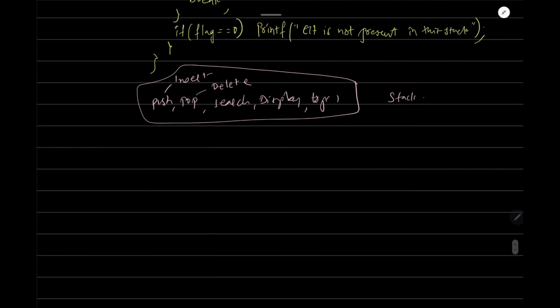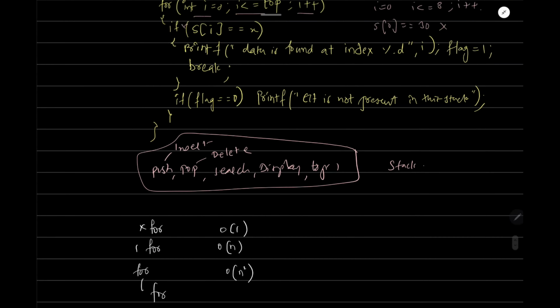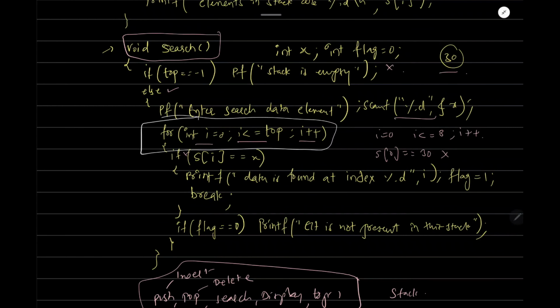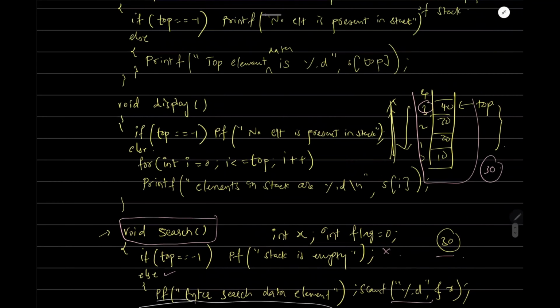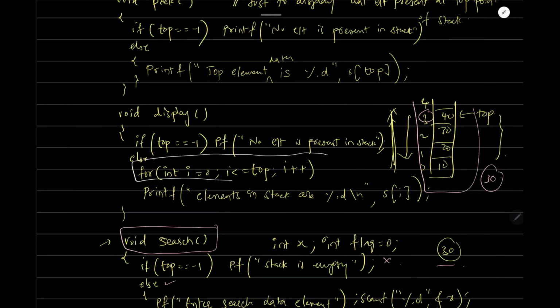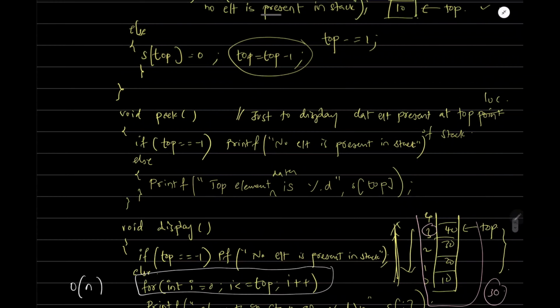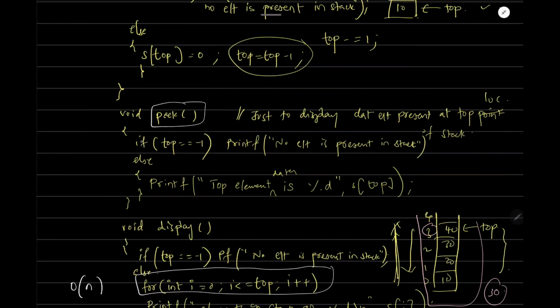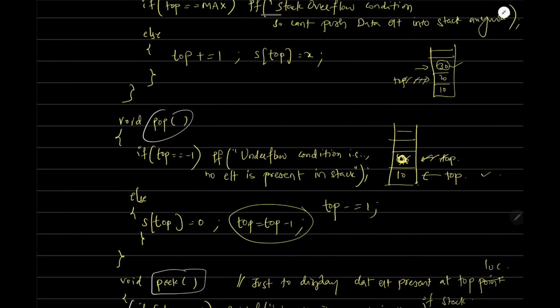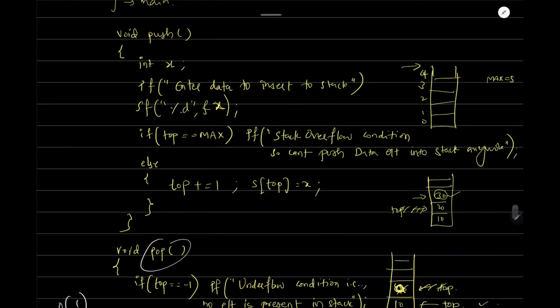So before that there is a simple trick. If we are not using any for loop, the complexity will be order of 1. If we are using one for loop, the time complexity will be order of n. If we are using a for loop within a for loop, then the time complexity will be order of n square. So for searching we are using only one for loop, so the time complexity is order of n. For display we are using one for loop, so the complexity is order of n here also. And for peek or top operation we are not using any for loop, so order of 1. Even for pop we are not using any for loop, so here also it is order of 1. And for push we are not using any loop, so here also it is order of 1.